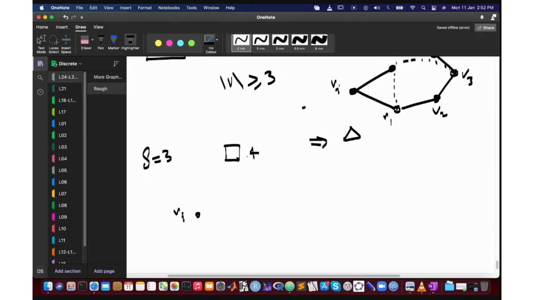Using the same argument we used for delta 2, I think that works. So we have these 3 vertices in the neighborhood of vi. Then what?